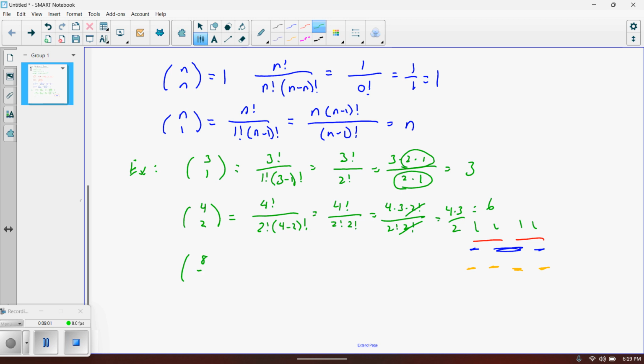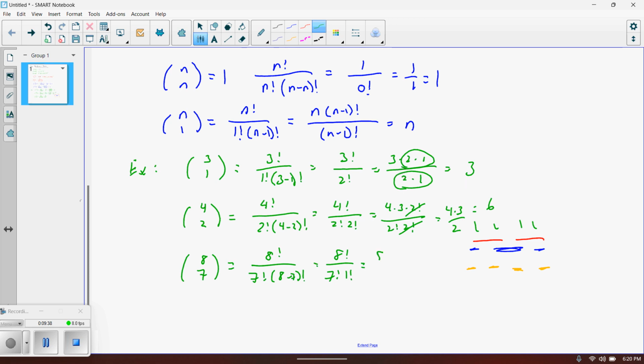Let's try 8 things taken 7 at a time. There really shouldn't be a ton of possibilities, but there will be a number of them. So we'll have 8 factorial divided by 7 factorial times 8 minus 7 factorial. So we're going to have 8 factorial divided by 7 factorial, and then 8 minus 7, of course, is 1, so that would give me a 1 factorial, which itself is 1.